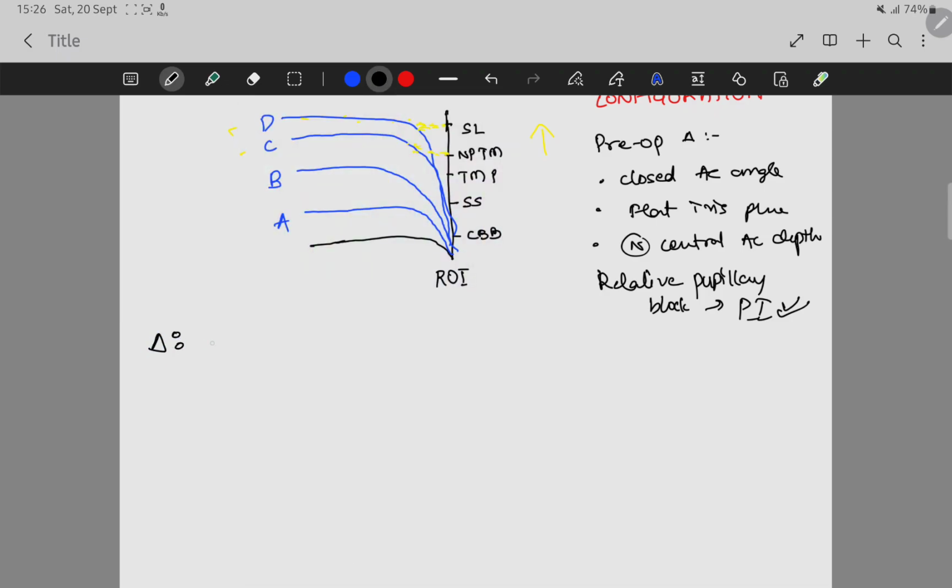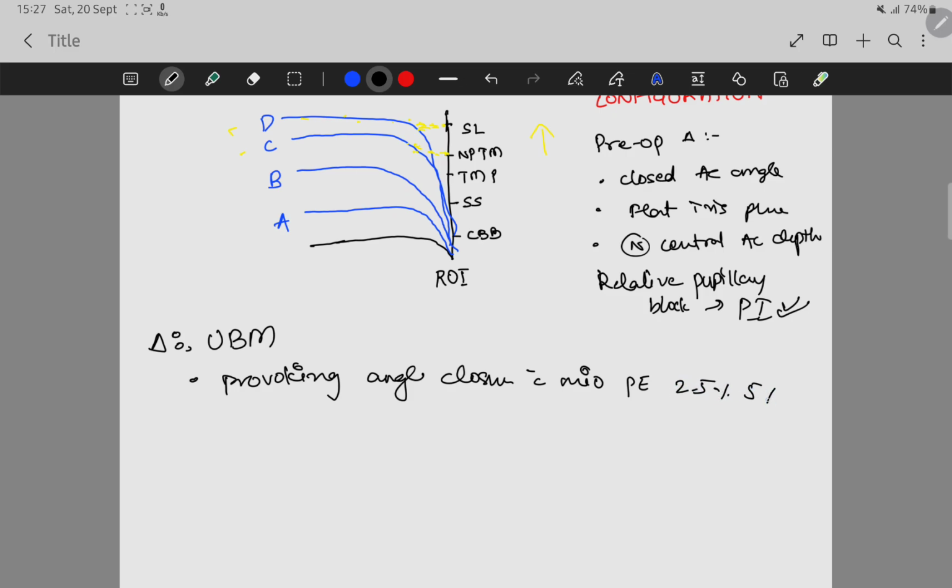Now, how do we diagnose this? It is based on the UBM scan. There is provoking angle closure with mydriatics like phenylephrine 2.5% or 5%. When we have angle closure with the phenylephrine, then the treatment is with dilute pilocarpine at bedtime and peripheral iridoplasty.